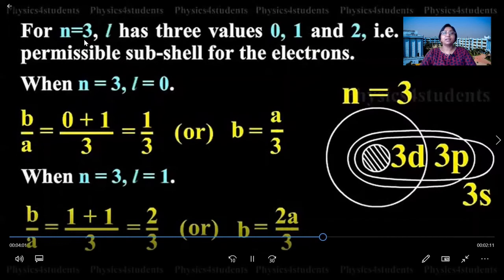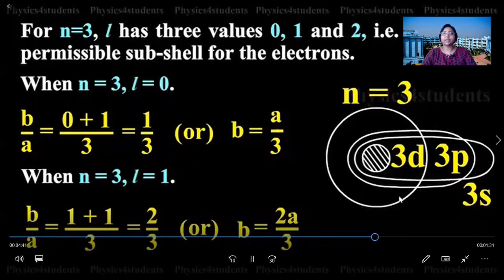Now if n is equal to 3, L has three values, 0, 1, 2. There are three permissible subshells for the electron. When n is equal to 3, L is equal to 0, from the equation we get B by A is equal to 0 plus 1 by 3 is equal to 1 by 3, or B is equal to A by 3. When n is equal to 3, L is equal to 1, so we get B by A is equal to 2 by 3, or B is equal to 2A by 3.